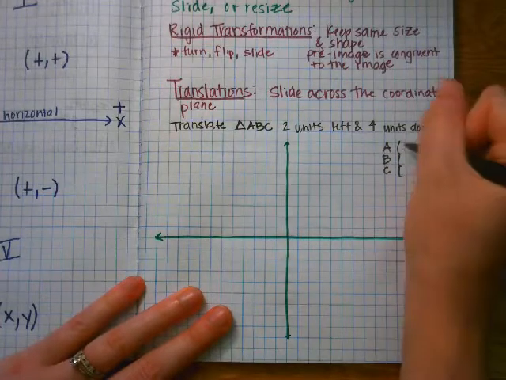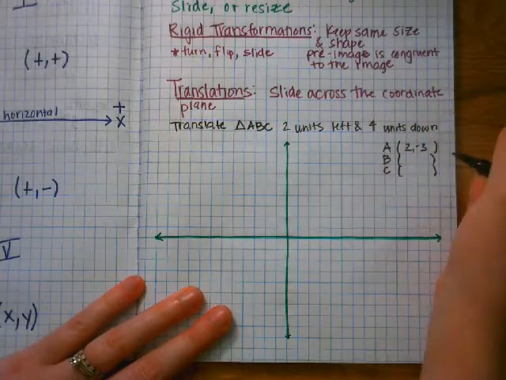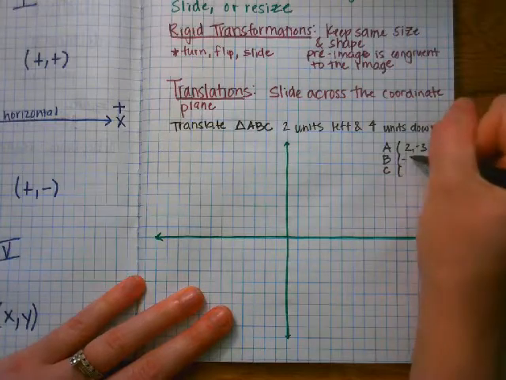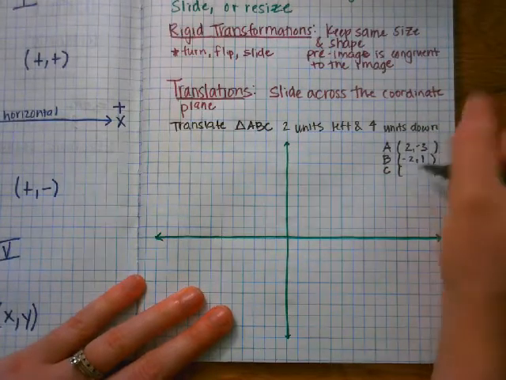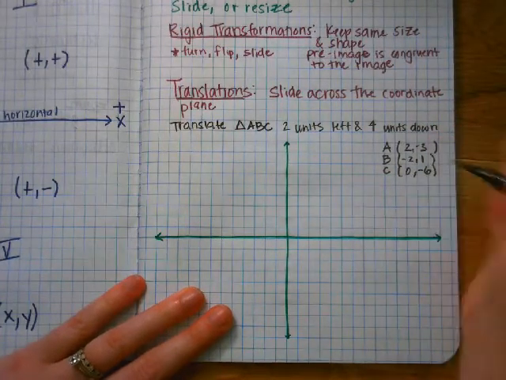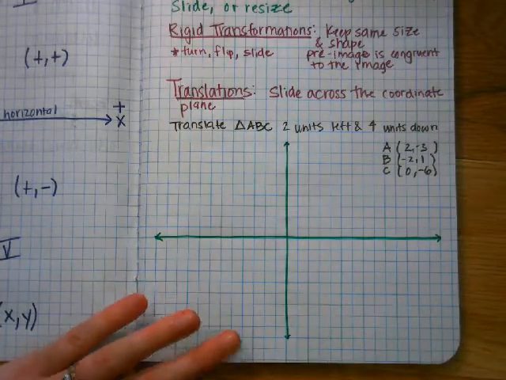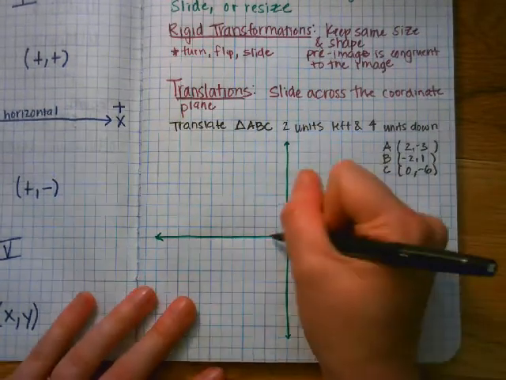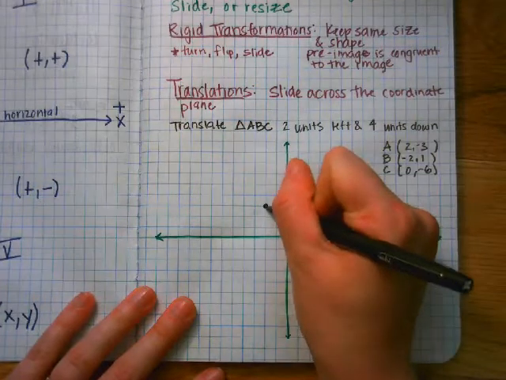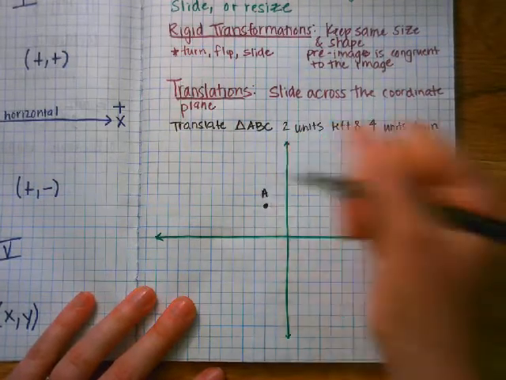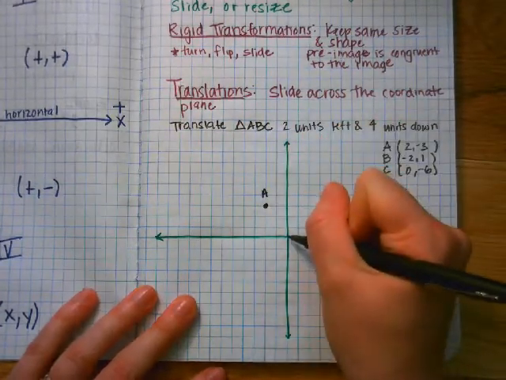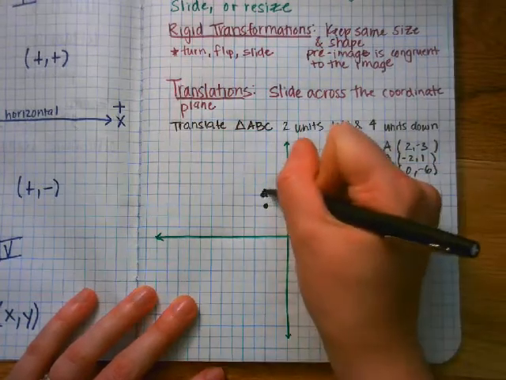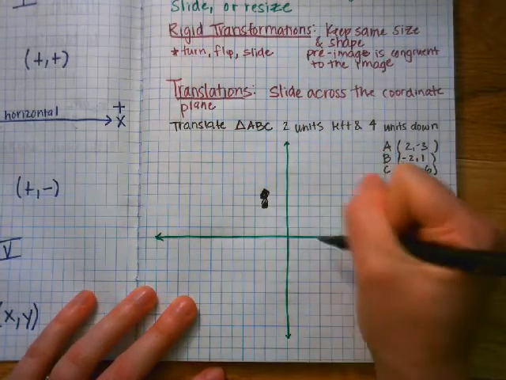A is at 2, -3. B is at -2, 1. And C is at 0, -6. So go ahead and just graph that triangle on your paper. And label your points. Oops, I'm already wrong. Womp womp.